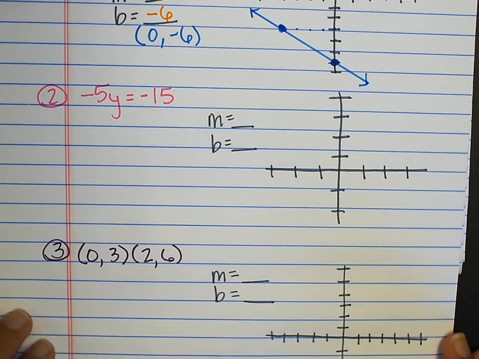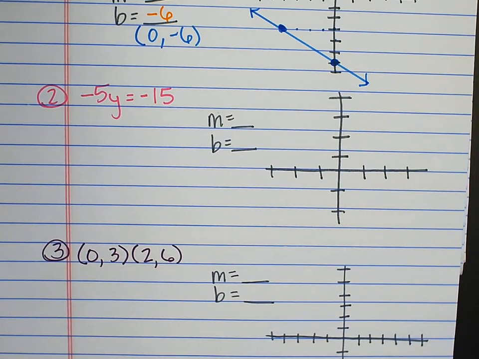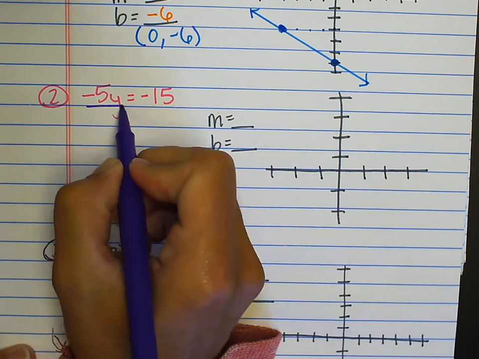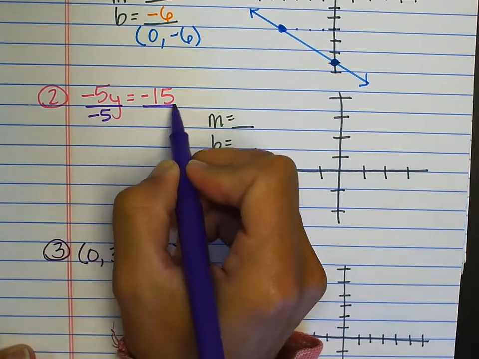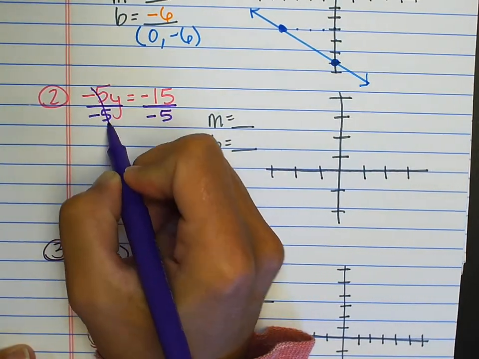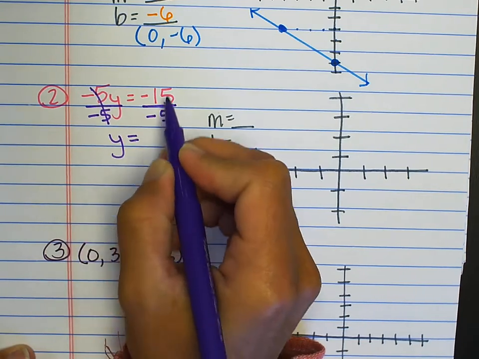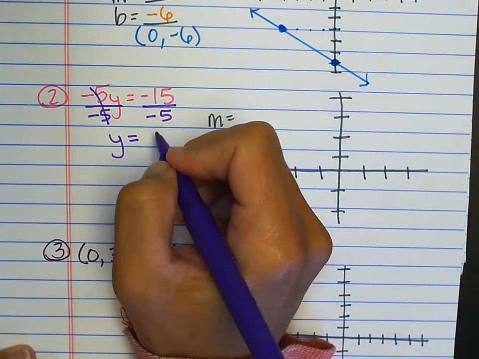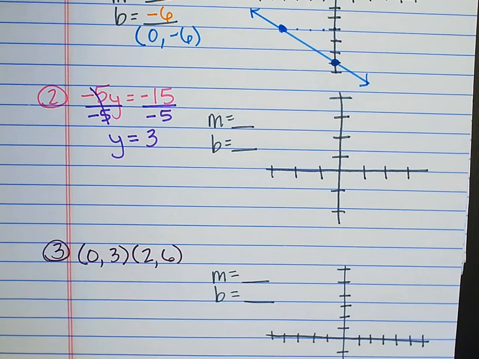Let's look at the second one. Second one gives me an equation, negative 5y equals negative 15. All right, I know that I want it in slope-intercept form, so the first thing I'm going to do is solve for y. I need to isolate y, get it by itself. So I'm going to start by dividing by negative 5. Those cancel. Negative 15 divided by negative 5 gives me positive 3. So I end up with just y equals 3.